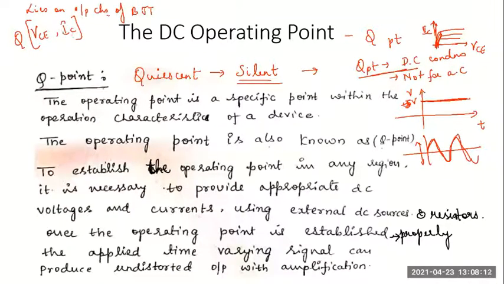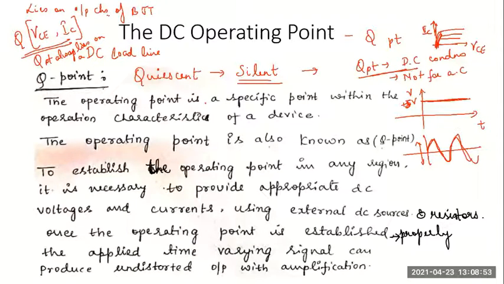Please note, I am writing both in capital. VCE is the x-axis and IC is the y-axis. This will be the coordinates of the Q point or the operating point. Okay. And this point will always lie on a straight line called DC load line. Q point always lies on DC load line. Always lies on a DC load line.